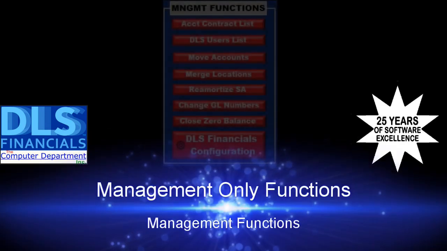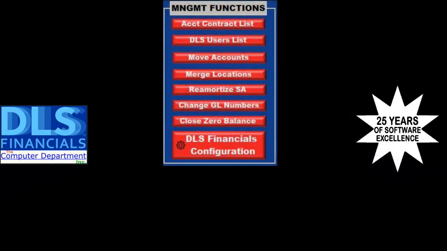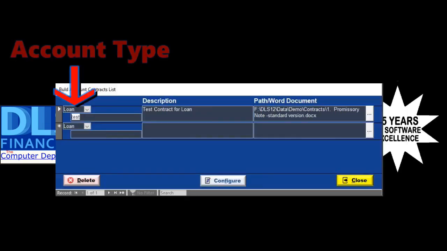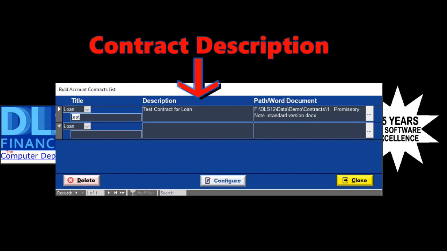Management functions are only needed under special circumstances or allowed for responsible staff. Account contracts configure which document is used for each contract title. In this example, you will first select the type of account that will be able to use the contract that you are creating. Next, you will need to give it a title or name. This is a short description of the contract where the next field is a longer description with more details about what is in it.